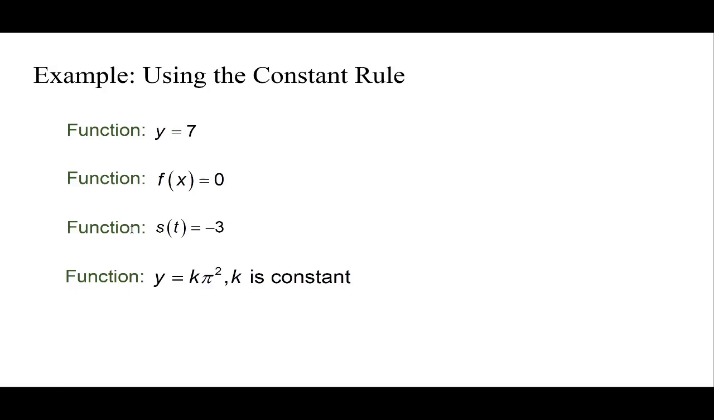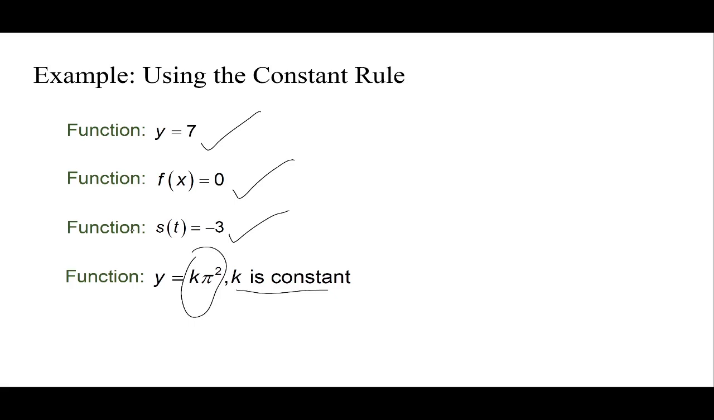So some of the examples, as you can see here: y equals 7 is a constant function, f of x equals 0 is a constant function, s of t equals -3. All these values on the right side are constant. There is no variable. Even here, k pi squared, where k is constant and pi has a constant value, all these functions are constant.